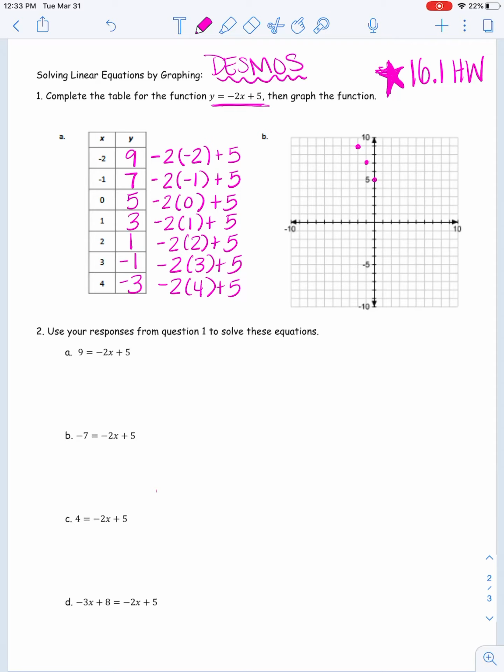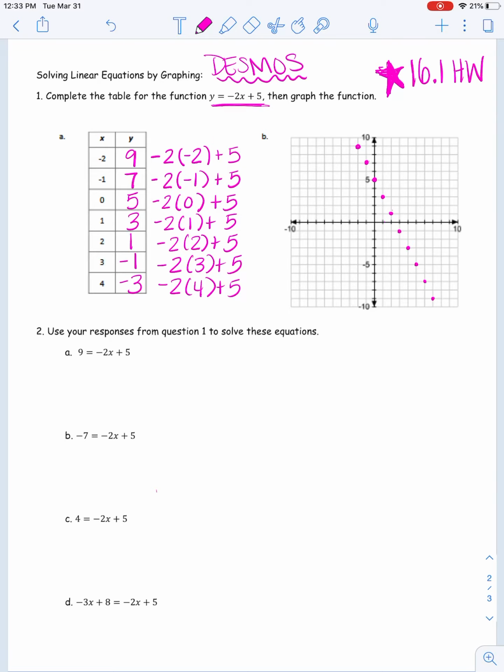So x is 0, y is 5, 1, 3, over 2, up 1, over 3, down 1, and over 4, down 3. Okay, so there's my line. I'm not going to connect it because I think I would mess it up if I tried to connect it. So that's what our line looks like, and I could even extend that further if I wanted to. You can kind of see how we're just following that pattern of down 2 over 1. And that comes from the slope being negative 2.